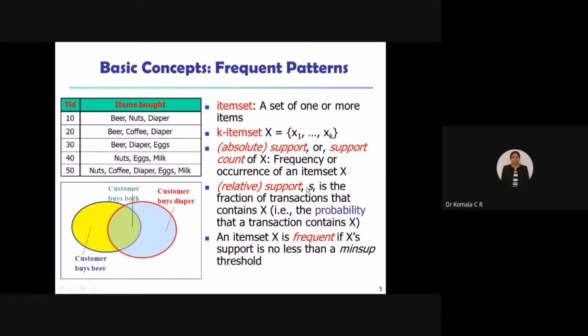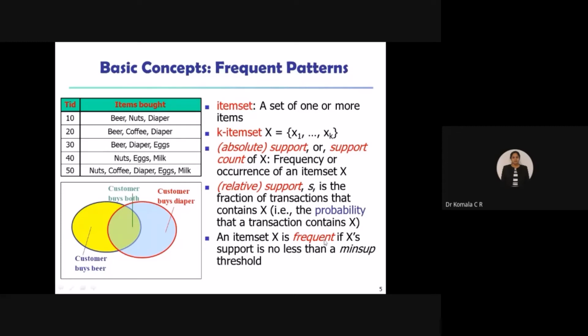Coming to relative support. For absolute support I have given the identity as X. In the same way here I will give the identity as Y. If X is an item set, then the fraction of transactions that contain X, that is the probability that a transaction contains X. Here how many times is it appearing? Here fraction, maybe X is a subset of Y, something like that.